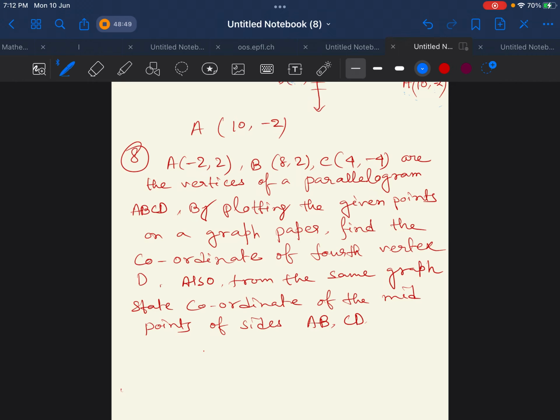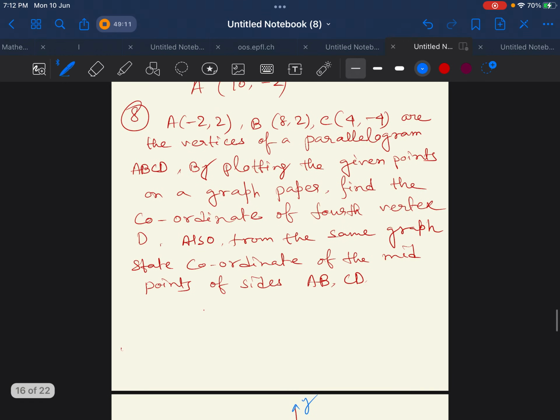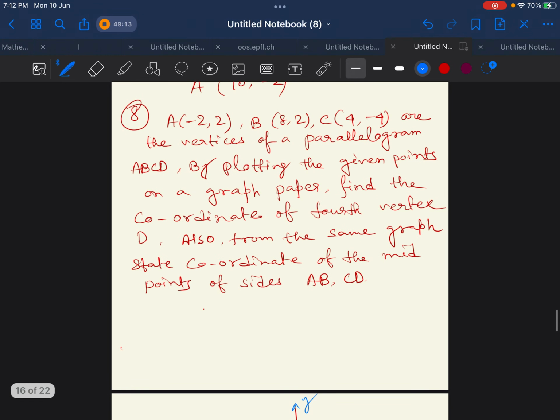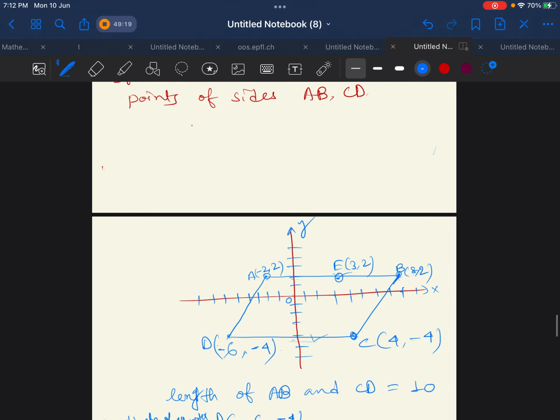Now question 8: A (-2, 2), B (8, 2), C (4, -4) are the vertices of a parallelogram ABCD. By plotting the given points on a graph paper, find the coordinates of the fourth vertex D. Also from the same graph, state the coordinates of the midpoints of sides AB and CD. Okay, this is the question. Now we have to solve this question.